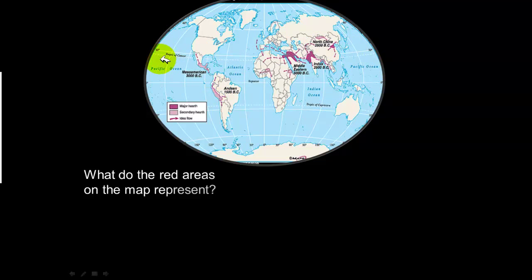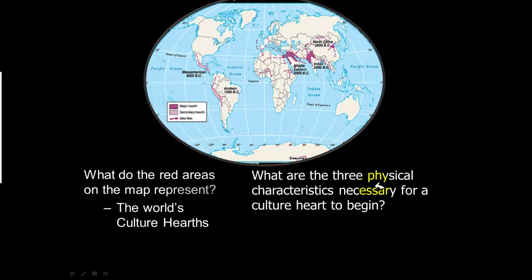Let's review that really quickly. We have the Mesoamerican cultural hearth, the West African cultural hearth, the Nile Valley, and Mesopotamia, and we will be focusing on these two today. Then the Indus River Valley cultural hearth and the Yellow River Valley cultural hearth. That answers the question of what these red areas represent. They represent the world's cultural hearths, which were the world's early centers of influence. Once again, this is a review from the first nine weeks, or the first semester.